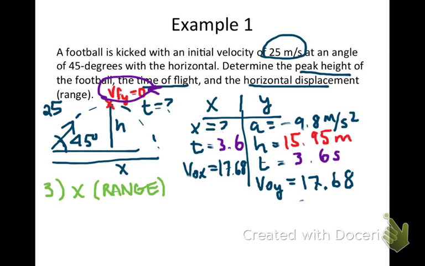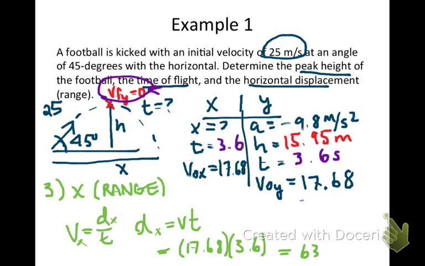Range is obviously an x horizontal part. So when I look in my x column, I only have one question mark, and I have t and v naught x. So I'm going to use v equals d over t, and of course these are in the x direction, so that's why that x comes into play. Solving for d, I get v times t, and then I plug in my numbers and get 63.6 meters. This is exactly what you did in your lab when you solved for the range of your marble once it launched off the table. So I'm going to put that into my t-chart.